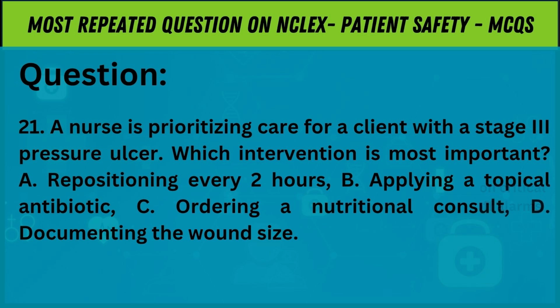21. A nurse is prioritizing care for a client with a stage 3 pressure ulcer. Which intervention is most important? A. Repositioning every 2 hours. B. Applying a topical antibiotic. C. Ordering a nutritional consult. D. Documenting the wound size.